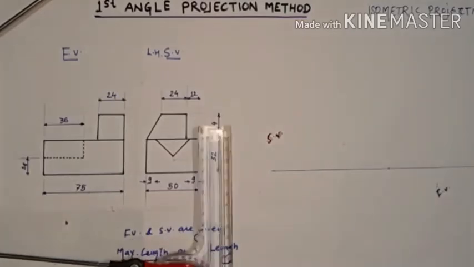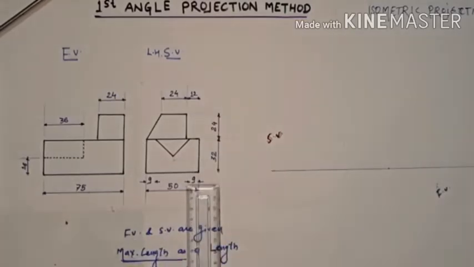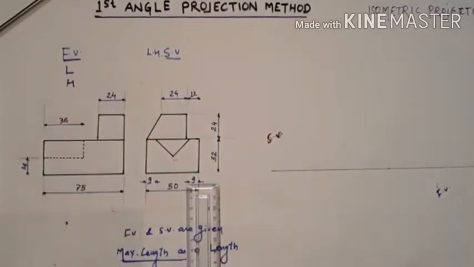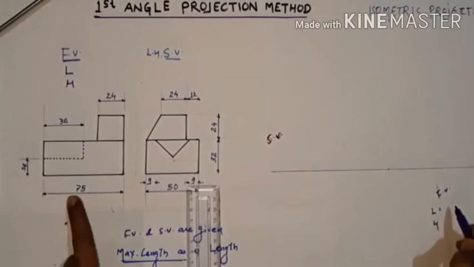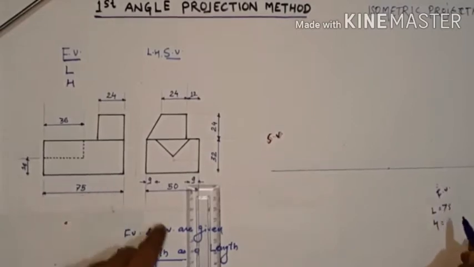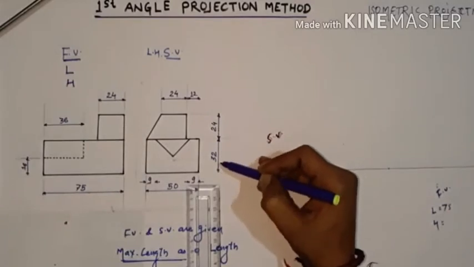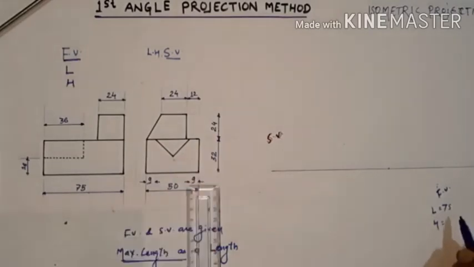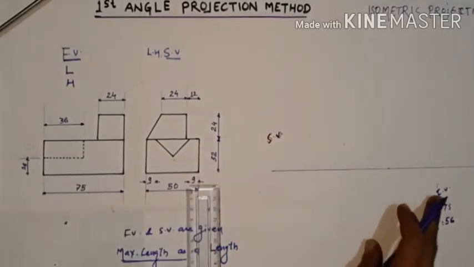Now putting the dimensions for both sides. From the front view we know that there is a length and a height. So what is the length? The maximum dimension shows the length, so 75 is our length. And what about the height? Clearly here we know 32 plus 24 is your height. Adding these two, it becomes 56. Okay, so these are the dimensions of the front view.